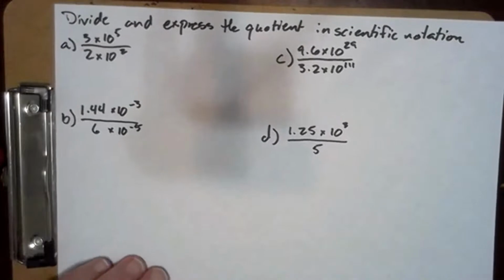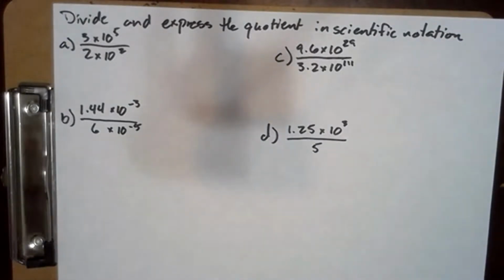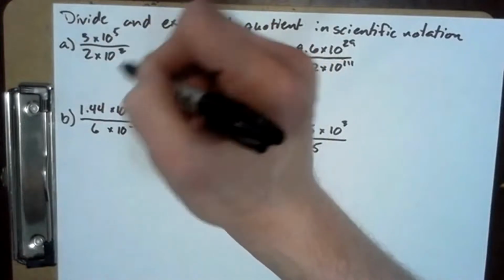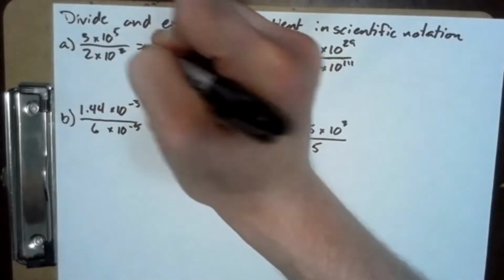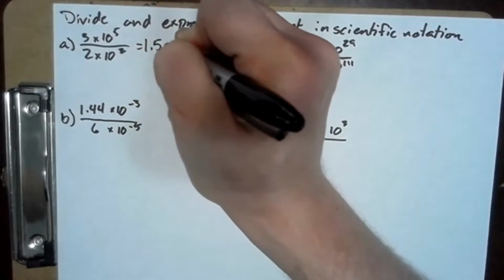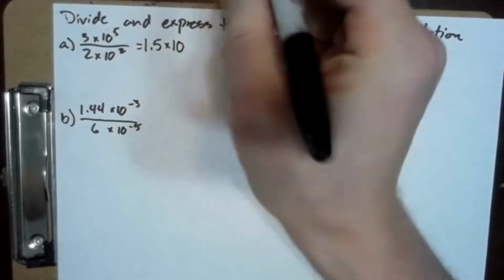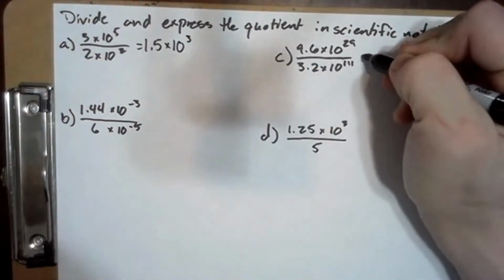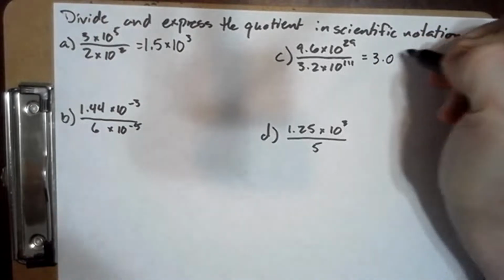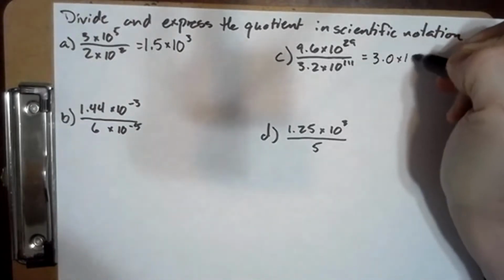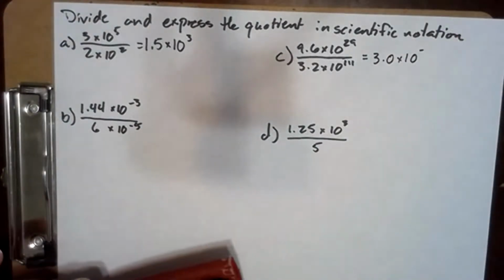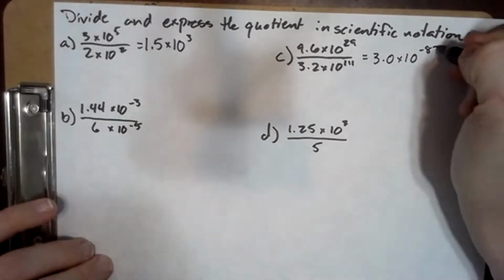Divide and express the quotient in scientific notation. Okay, so again, we just divide the numeric part and then deal with our powers of 10. 3 divided by 2 is 1.5 times 10 to the 5 minus 2 is 3. 9.6 divided by 3.2 is 3 times 10 to the negative 11 minus negative 9, which is negative 2.